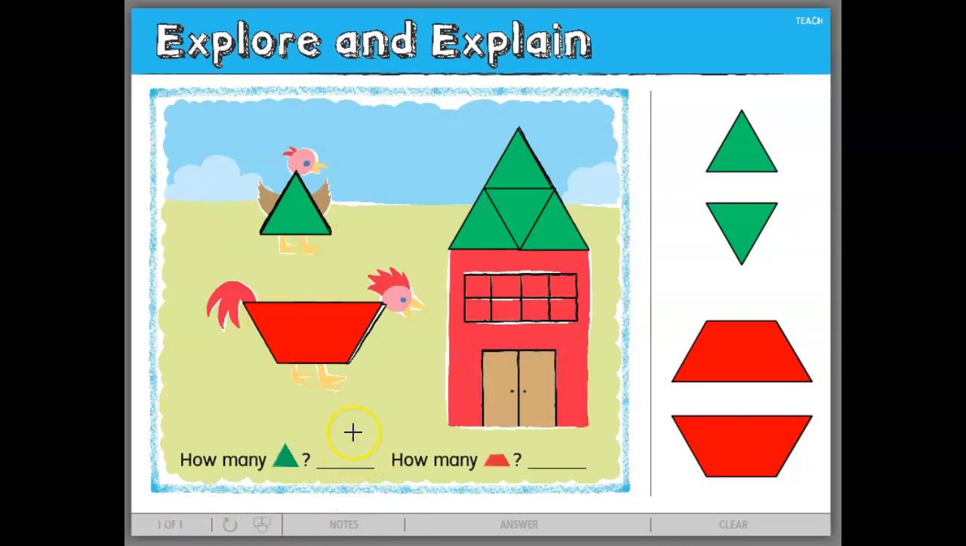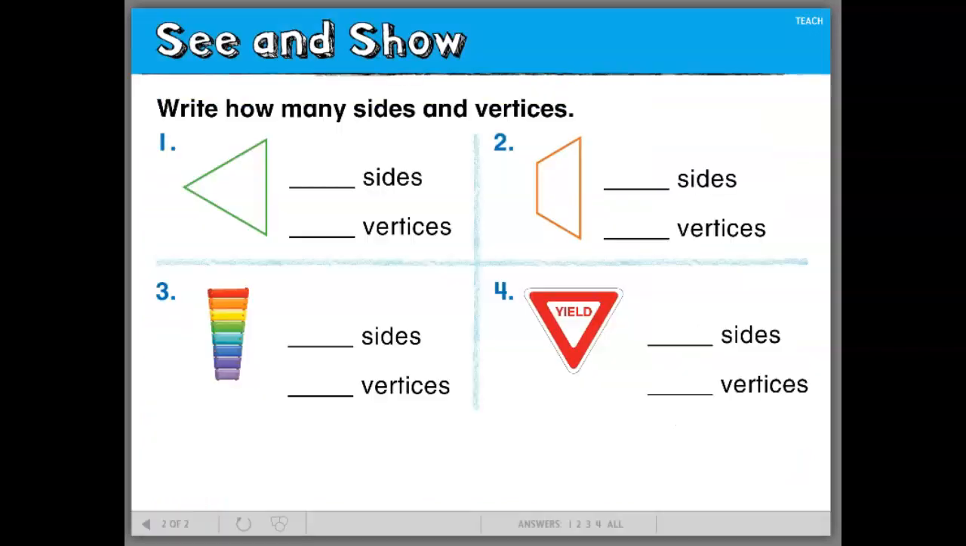There are 5 triangles. How many trapezoids did they use? They used 1. So even if the shapes are upside down, it doesn't matter which way we turn them, they are still the same shapes. Let's practice here counting how many sides and vertices are in our shapes for today.